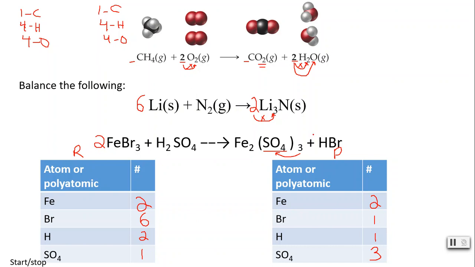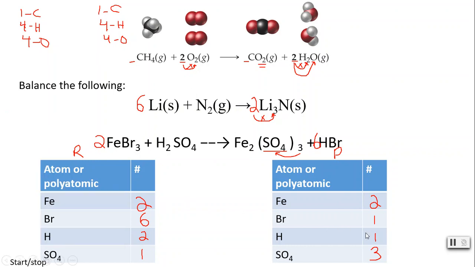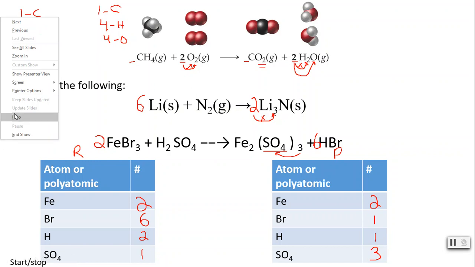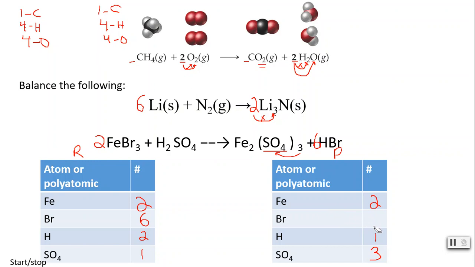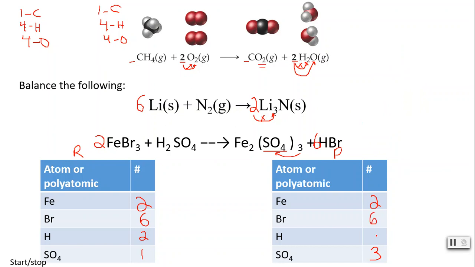The only way I can change the number of bromines is to put a 6 out front. So that's a 6 in front of the HBr. So when I do that, I change not only the number of bromines but also the number of hydrogen atoms, both of which are now 6. So my irons are good, both have 2. My bromines are good, both have 6.